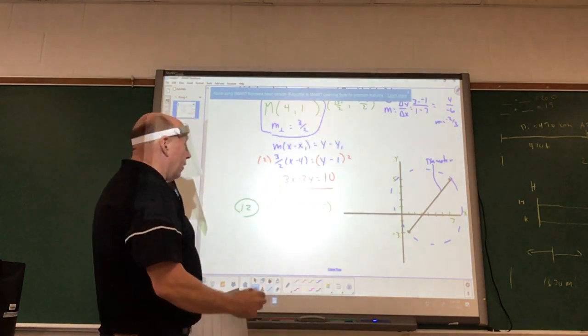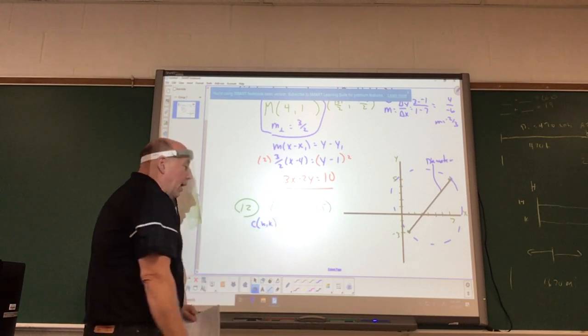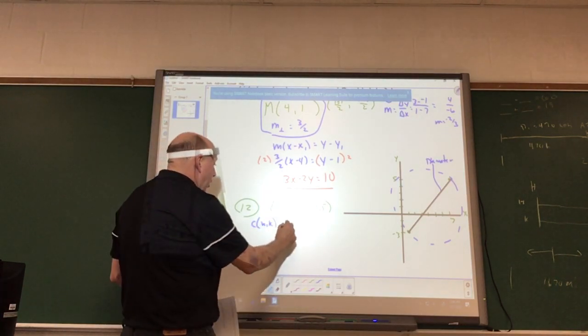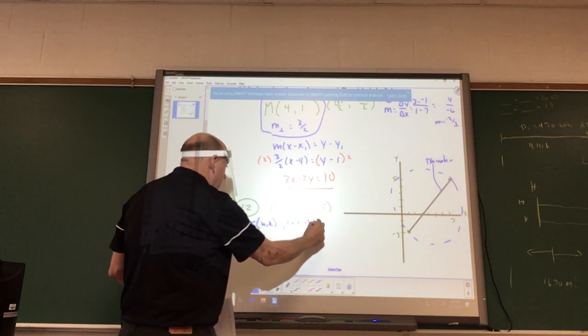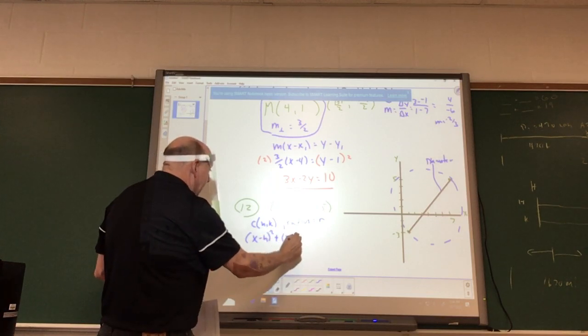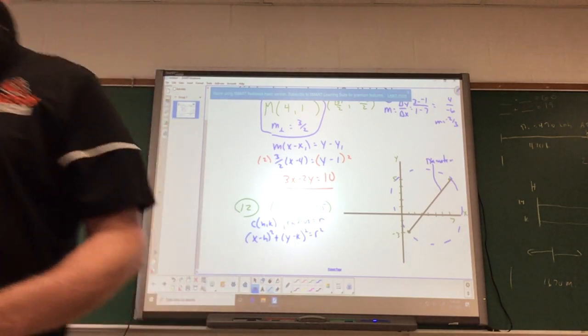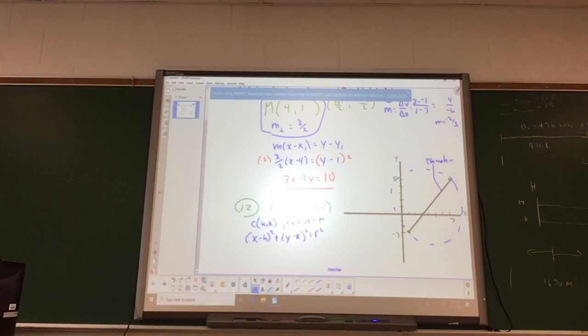Okay? We are looking for an equation of a circle. We have center (h, k) and radius r. We have a base equation of (x minus h) squared plus (y minus k) squared is equal to r squared. So we need to find the center point and we need to find the length of the radius. Problem is I have the endpoints of the diameter. I don't know what the length of the radius is, but I know the endpoints of the diameter.